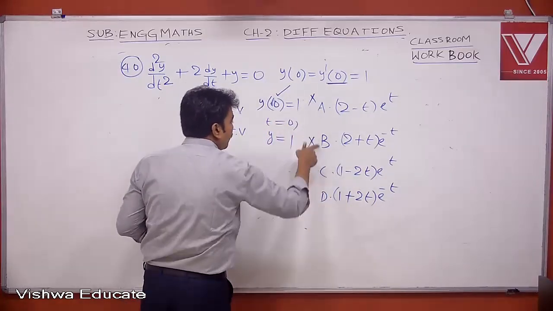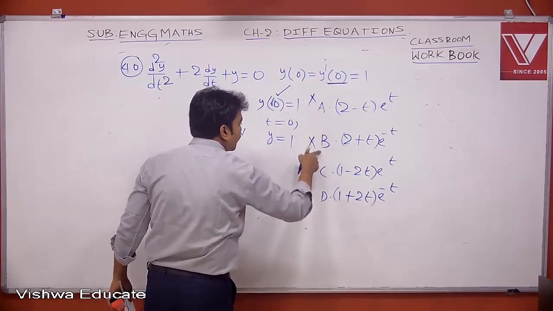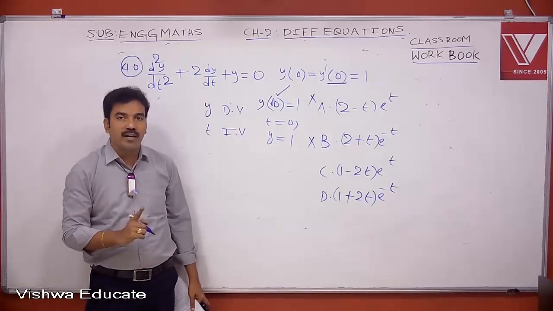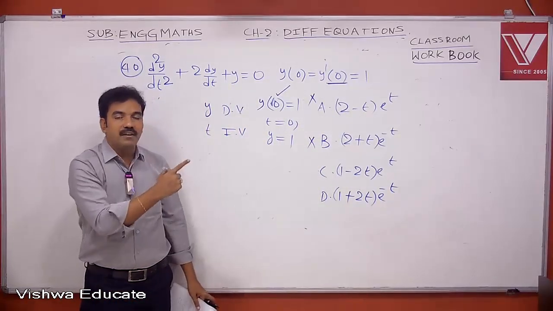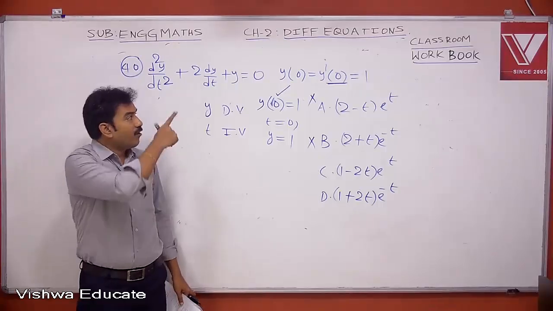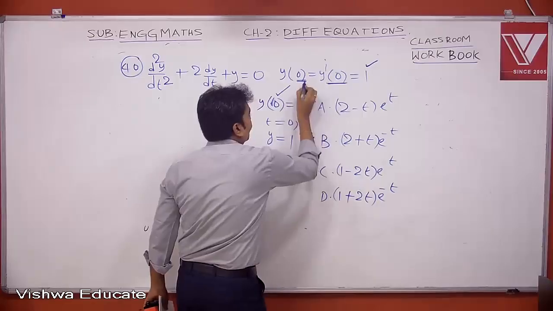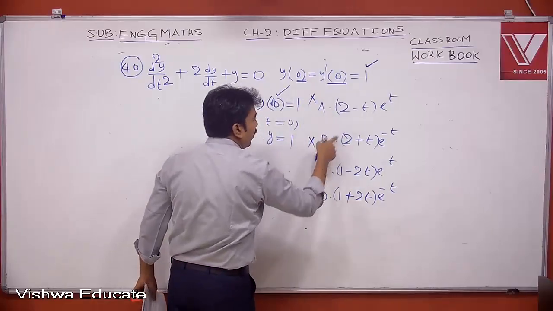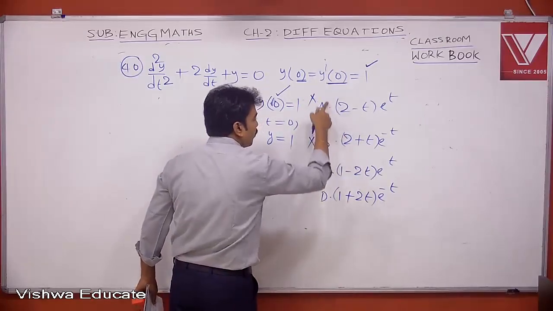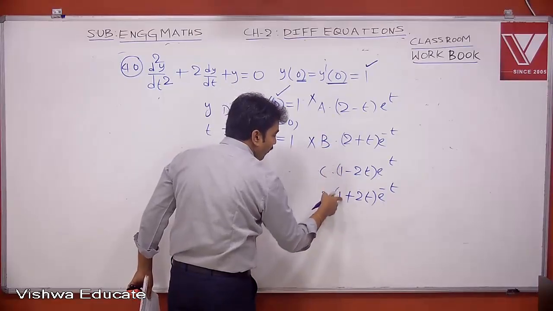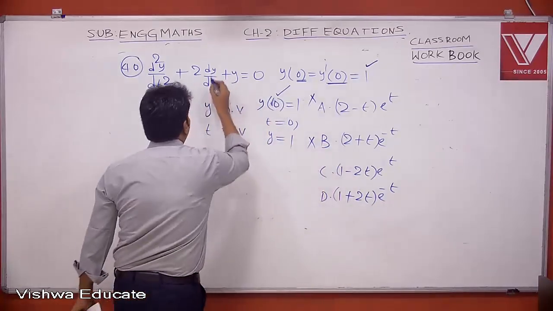But by using the first boundary condition, I can eliminate option A and option B. Because the first option is giving y value 2 when t is 0. The second option is giving y value 2 when t is 0. But y value must be 1 when t equal to 0. Options A and B are giving value 2 when t is 0. So I can eliminate A and B. But options C and D are giving value 1 when t is 0. Now let us handle this.